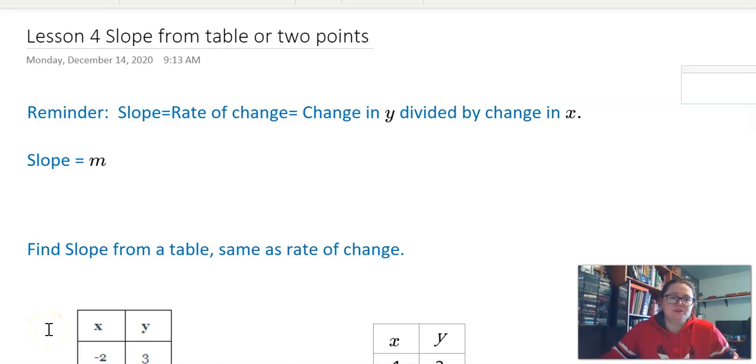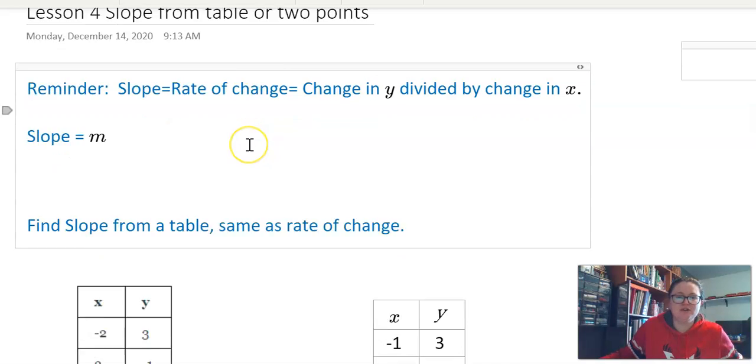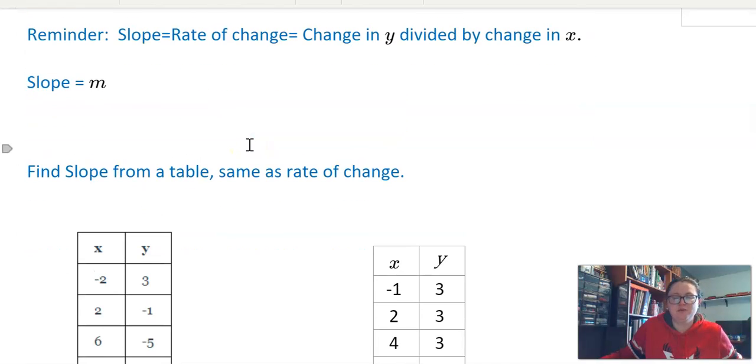So we have done slope from a graph, and we've talked about rate of change for a table, so now it's time to put those two things together and find slope from a table, which is actually exactly the same thing as finding rate of change from a table. It's just that now we're saying it's linear, so you don't have to do it for every single point. We already know it's linear. We're just finding the slope.